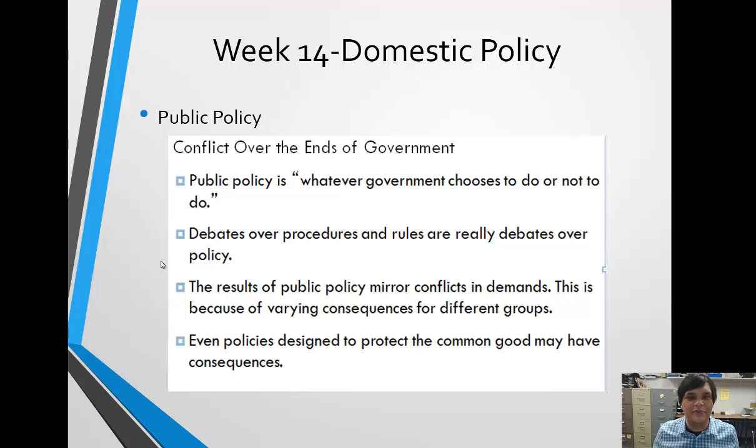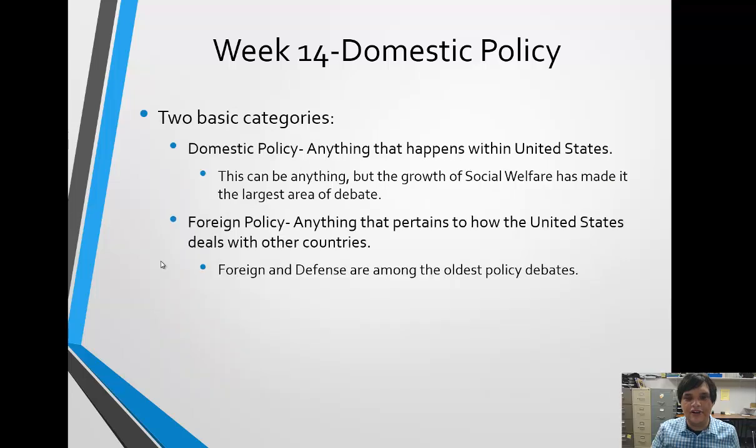Everyone has their own demands that they input into the government, but the outputs may be way different than the actual demands that were input. And so that ultimately decides public policy. Even policies designed to protect the common good may have certain consequences, because certain groups always lose out in politics. And that's all under the realm of public policy.